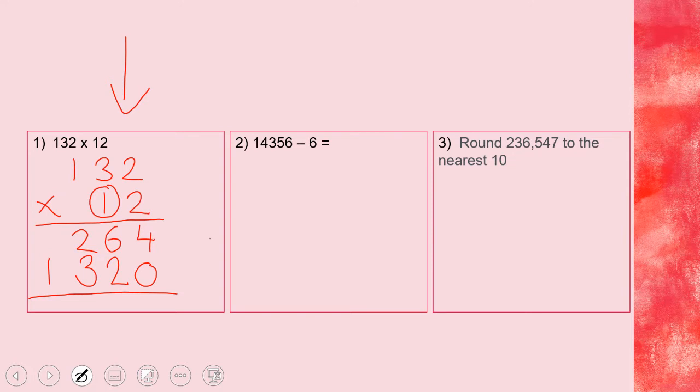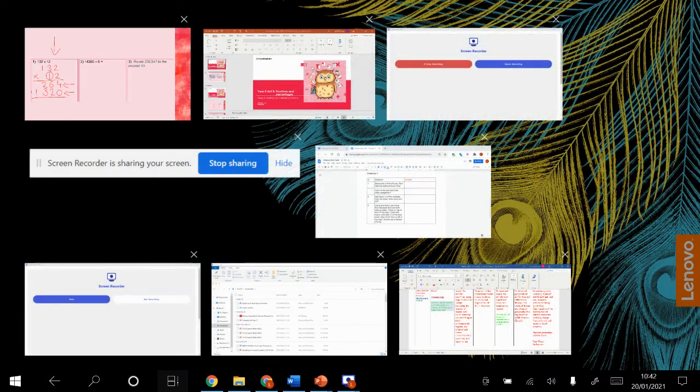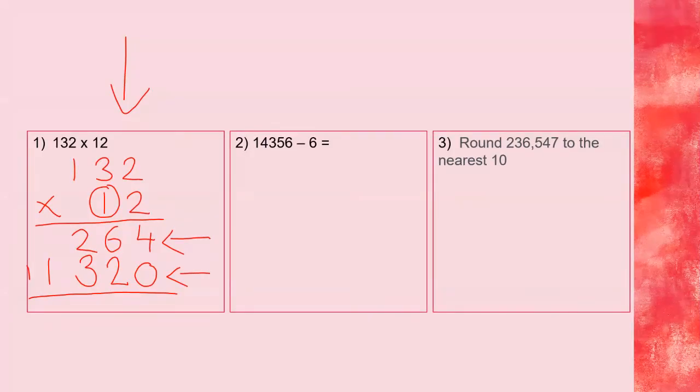So what I've done here is 132 times 2 and 132 times 10. What I need to do is add them together. And you are going to work out the answer for yourself and put it in your arithmetic.